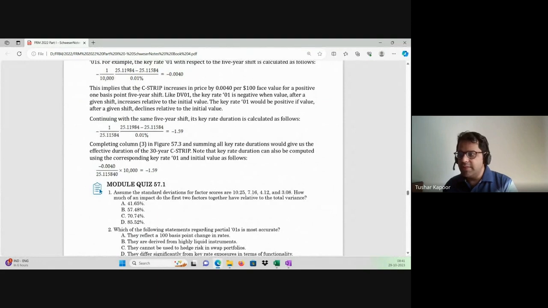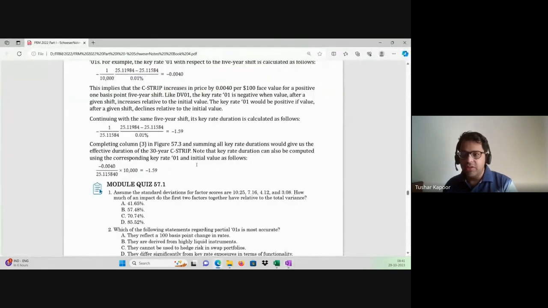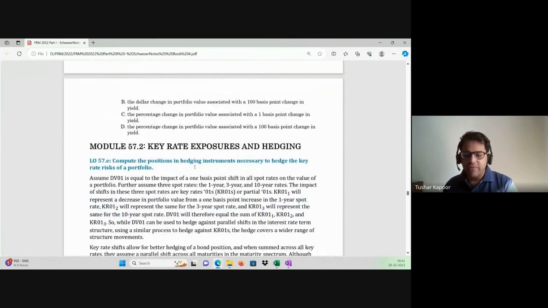Here you see the formulas being treated differently. I would request you please keep these handy while you study this particular calculation, or any calculation for that matter, in this chapter and the last chapter, because as I said, they're written by different writers, so different writers have used different methods. Key rate exposures and hedging.